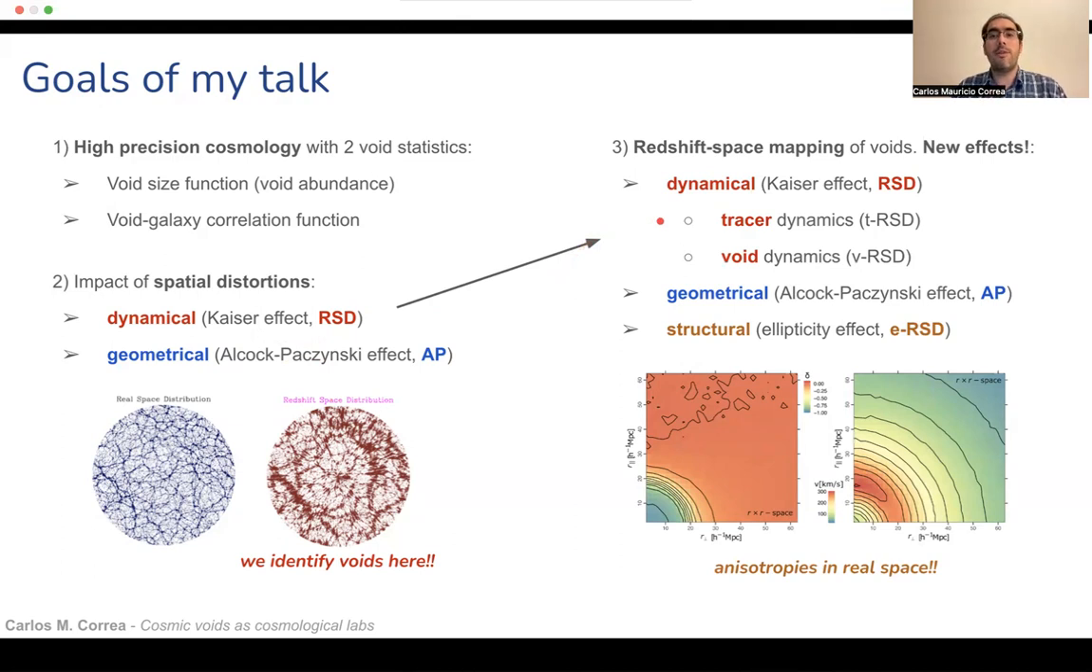an analysis of the mapping of voids between real space and redshift space leads to new effects that must be taken into account in order to obtain unbiased cosmological constraints. For example, we found a new class of dynamical distortions that is associated with the global void dynamics, and also we found that the intrinsic ellipsoidal nature of voids is another source of anisotropic patterns on the correlation function.